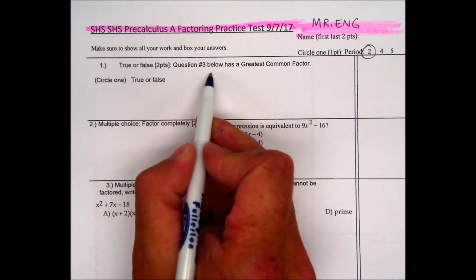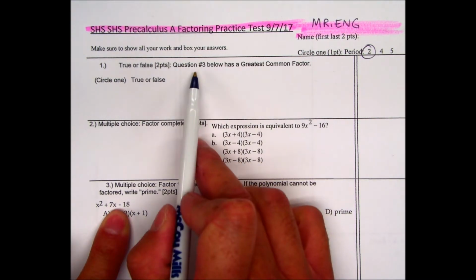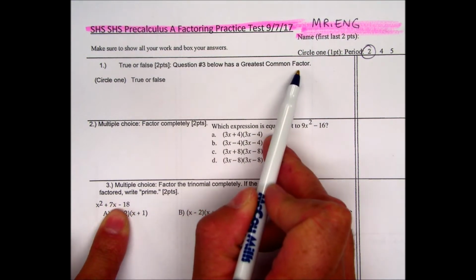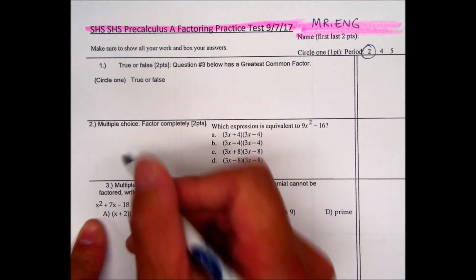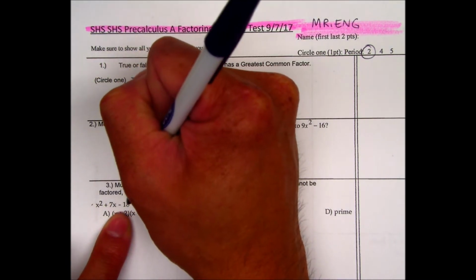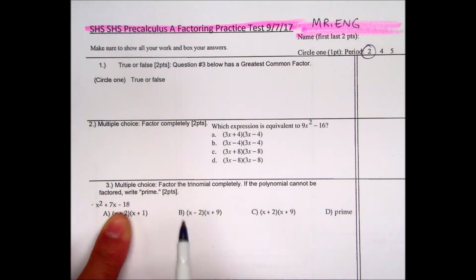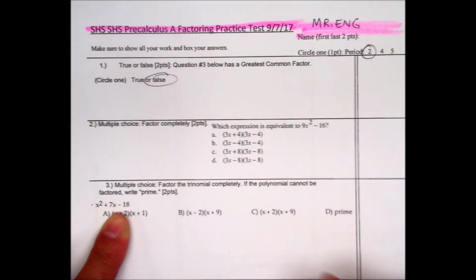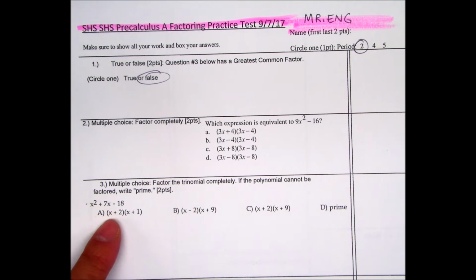True or false, question number 3. So I'm looking down here: does it have a greatest common factor? I look at this problem, I look at the coefficients, the numbers in front. I have a 1, I have a 7, and I have a negative 18. None of those numbers have anything in common, so the answer is false. There is no greatest common factor.